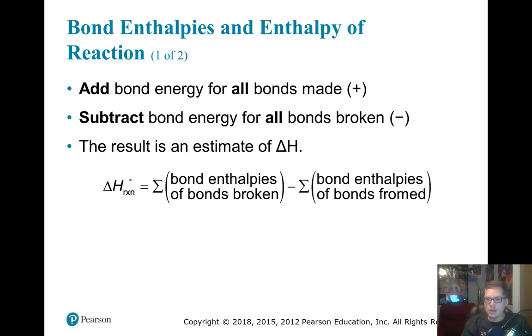Now, bond enthalpies and enthalpies of reaction. How can we use these bond enthalpies to calculate the enthalpy of a reaction? Essentially, we do the same thing we've been doing so far: add them all up and subtract. It's always bonds broken minus bonds formed. Add up all the bonds that are broken and subtract out all the bonds that are formed. This is a good estimation of our enthalpy of reaction.